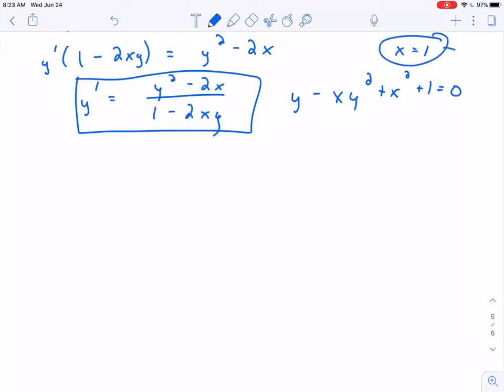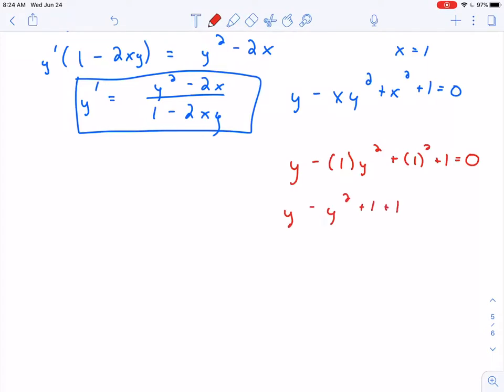I'm going to take x equals 1. I'm going to plug that into my original equation. I'm going to solve for y. So let me do that. Let's do that in red. So y minus x, that's 1, times y squared, plus x squared, which is also 1 squared, plus 1 is equal to 0. I've got y minus y squared plus 1 equals 0. So I have negative y squared plus y plus 2 is equal to 0.